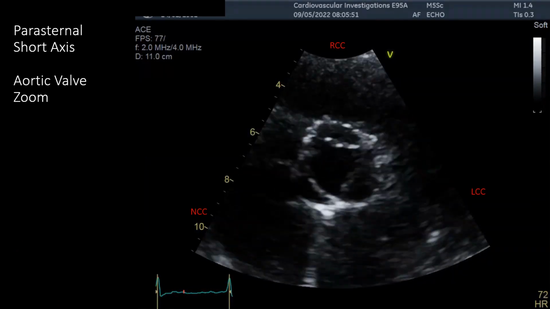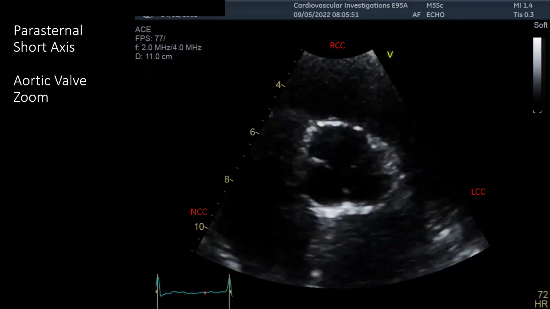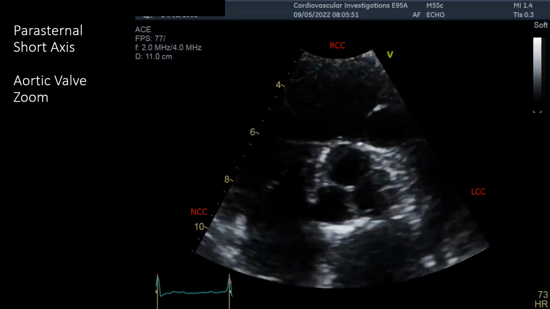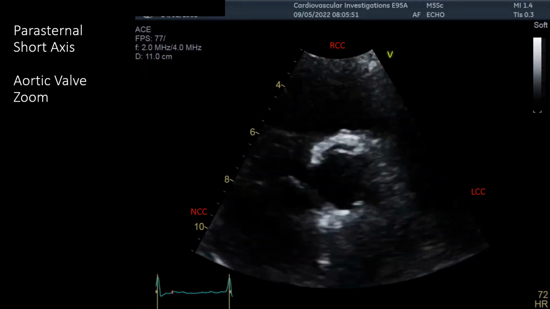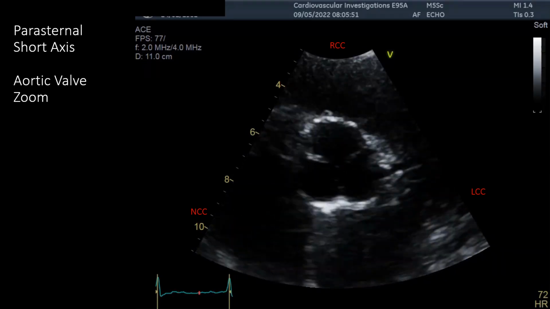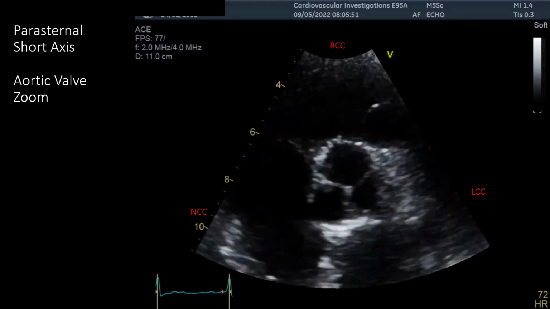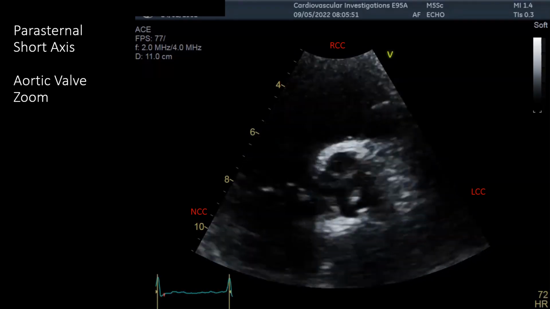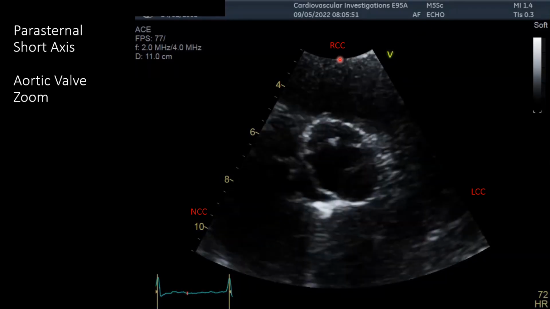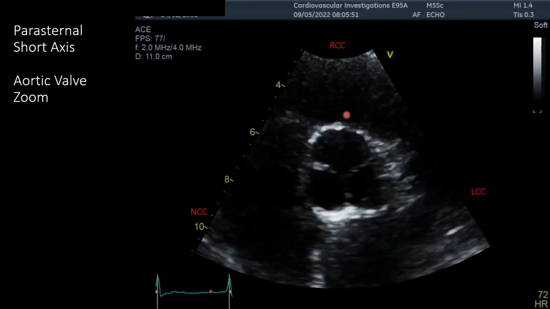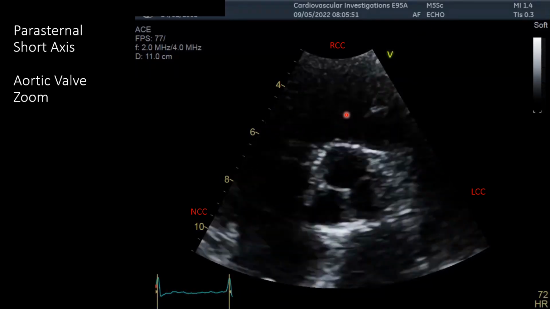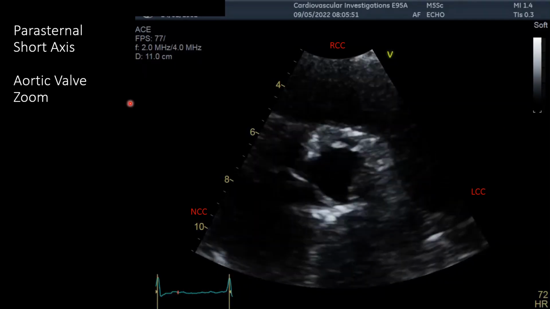This is now a zoomed view on that aortic valve, and this is a useful view for looking at the thickness of the leaflets, the opening of the valve, and the right coronary cusp lies closest to the probe, the left coronary cusp and the non-coronary cusp.